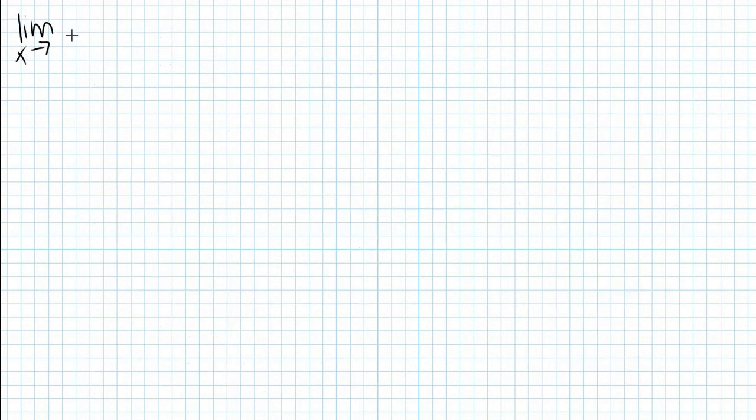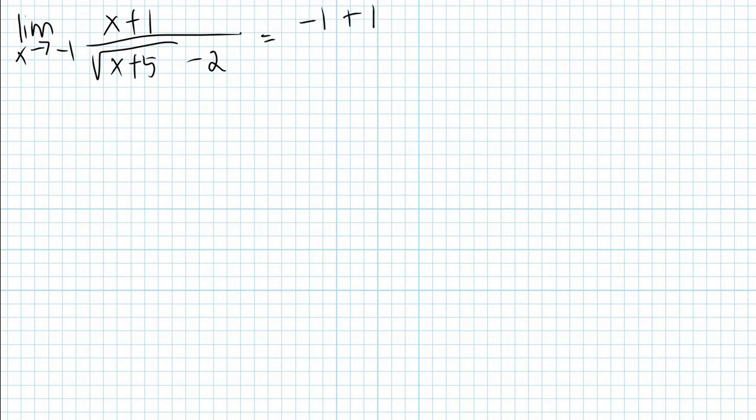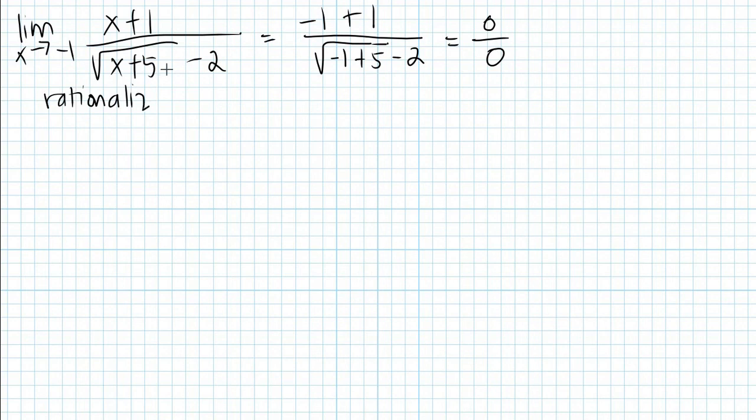So let's try this next example, which is the limit as x approaches negative 1 of x plus 1 all over the square root of x plus 5 minus 2. Here, if we directly substitute negative 1, we will again get 0 over 0, and that is undefined. So that means we can try manipulating this equation algebraically by rationalizing it using the conjugate. So the conjugate of the square root of x plus 5 minus 2, as we talked about earlier, would just be the same thing except the sign in the middle will be replaced with the opposite sign.